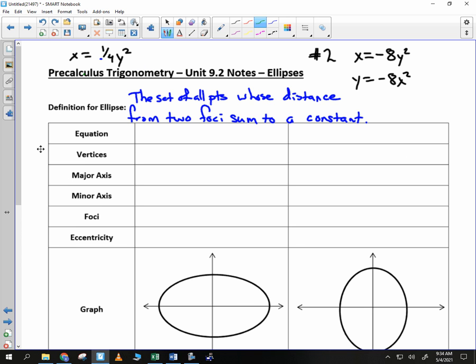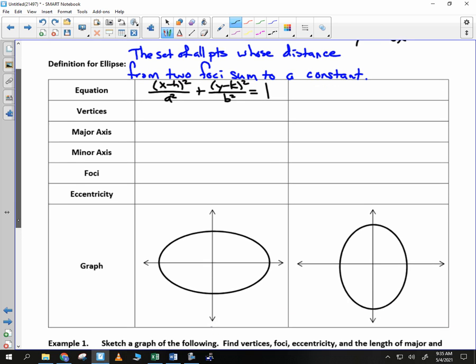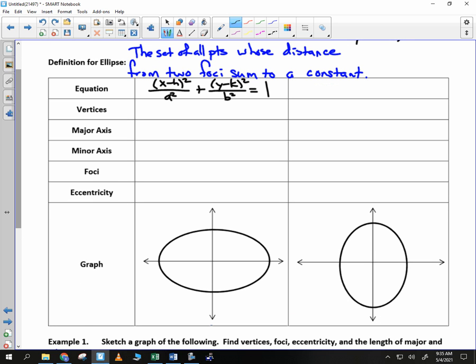So let's go. Equation. We have x minus h quantity squared over a squared plus y minus k quantity squared over b squared is equal to 1. The center of your ellipse is going to be (h, k).